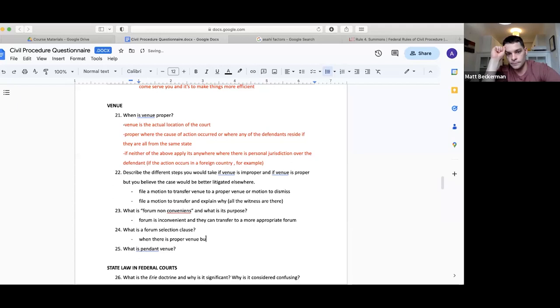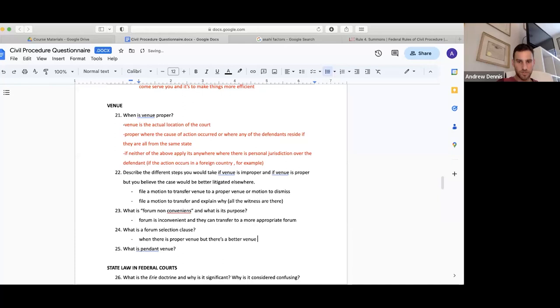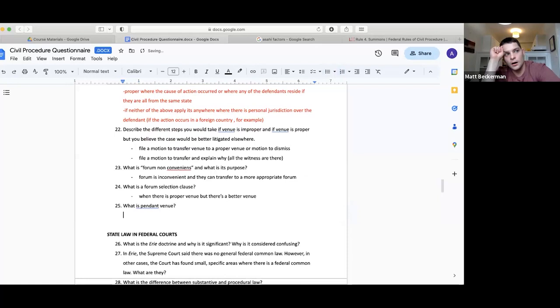And don't we try to prevent forum shopping? I've heard that term before. Yeah, forum shopping is when you choose the venue based on where you think the judge or jury would be better for your case. There's not really a way to prevent it, it's allowed, it's just kind of frowned upon.